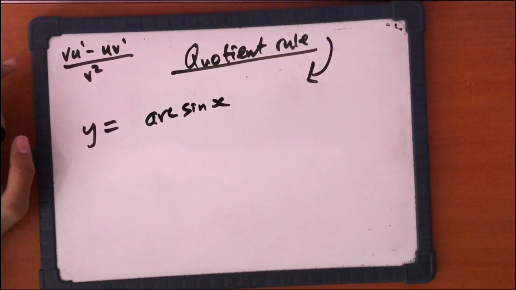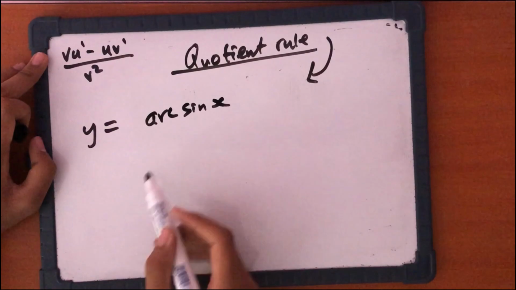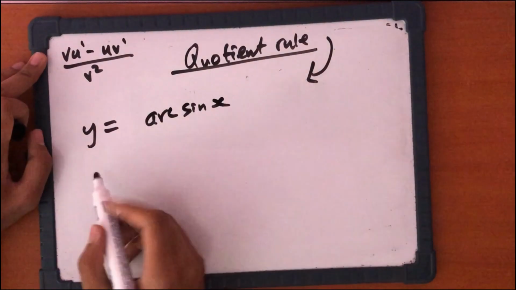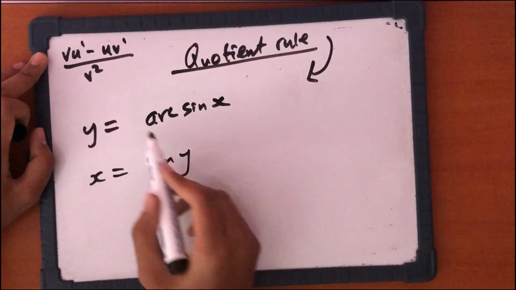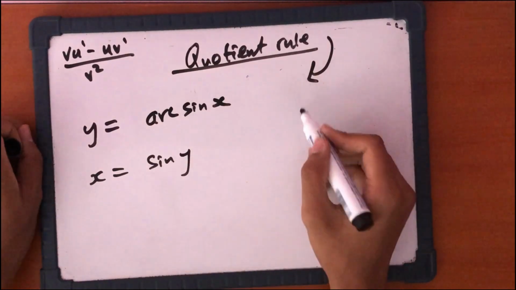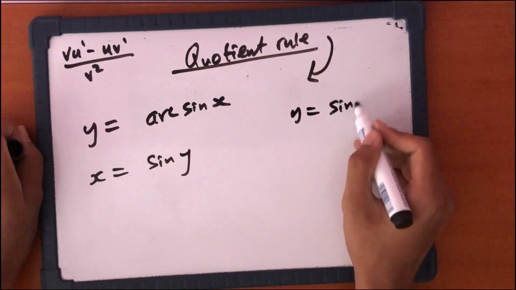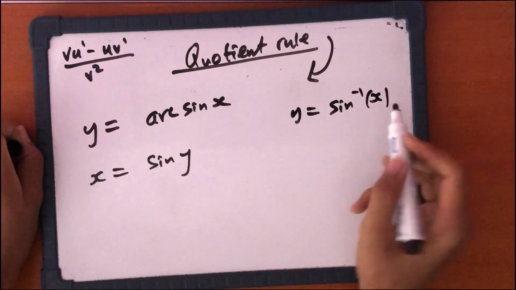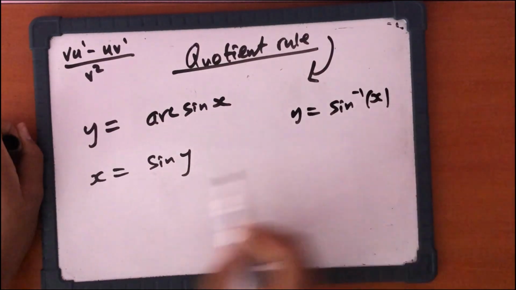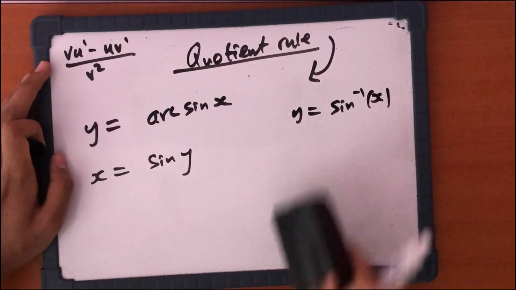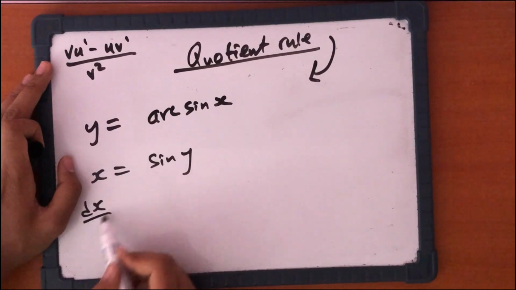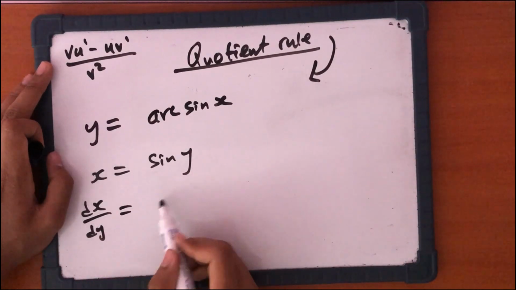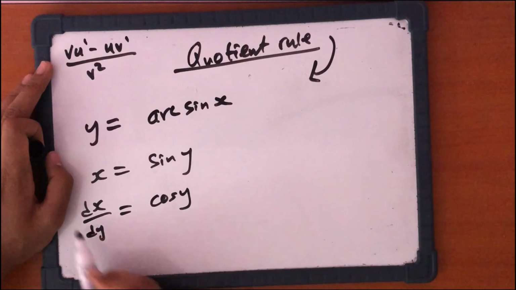So to differentiate this, firstly you interpret that if y is arc sine x, then x is just sine of y. Remember, arc sine is just sine inverse. So if y is sine inverse of x, to get x, you just do sine of y, don't you? So that's just this. Now, this is where we'll be using that special rule. So dx/dy is cosine y, isn't it? Yeah.